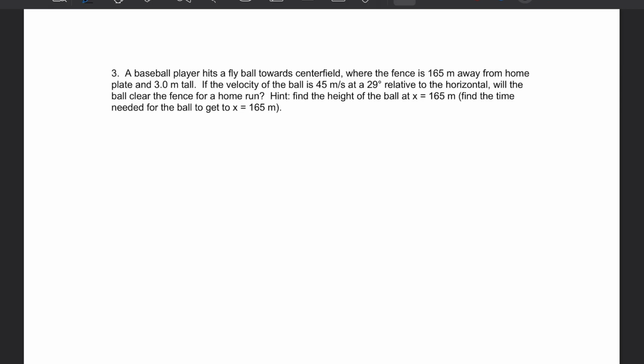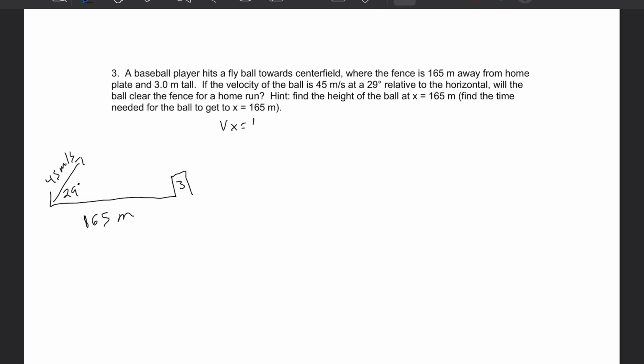Number 3, a baseball player hits a fly ball towards center field where the fence is 165 meters away. So you see I'm drawing the 165 meters away from home plate, and it's 3 meters tall. So it's not a very tall wall relative to baseball speaking, I don't think, but there's my 3 meter tall wall. If the velocity of the baseball is 45 meters per second, and it's going up at a 29-degree angle relative to the horizontal, will the ball clear the fence for a home run? And it gives us a hint, but we're smart people, we can figure this out. But what does the hint say? Find the height of the ball at x equals 165.